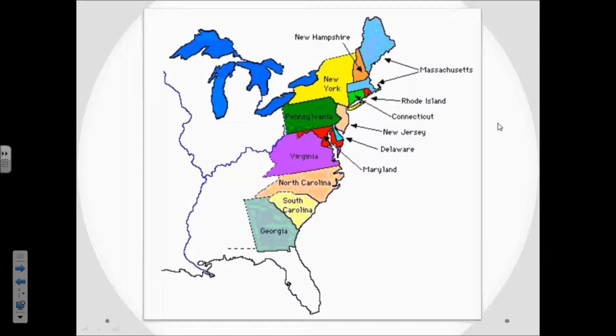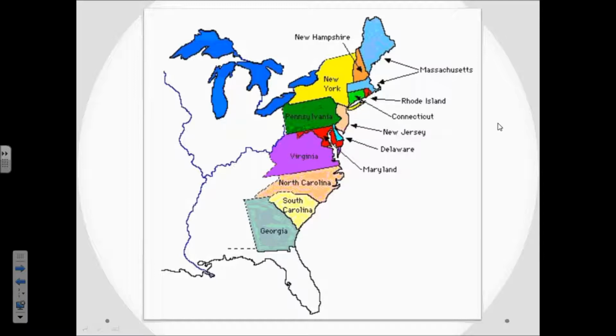New Jersey, New York. And if you look at New York's borders, you see that it also engulfs Vermont, modern-day Vermont. At this time, it's all one state, part of New York. And then there's Rhode Island, Connecticut, New Hampshire, and Massachusetts.